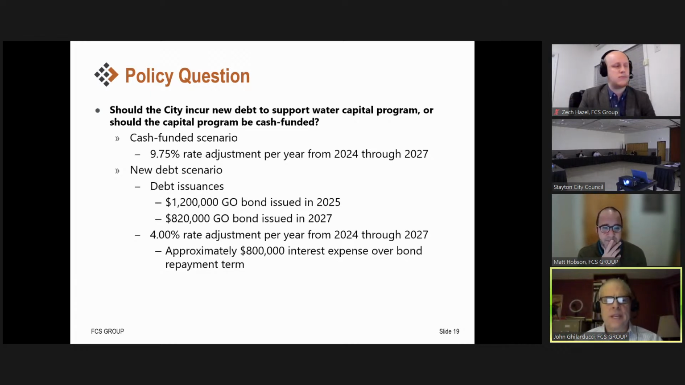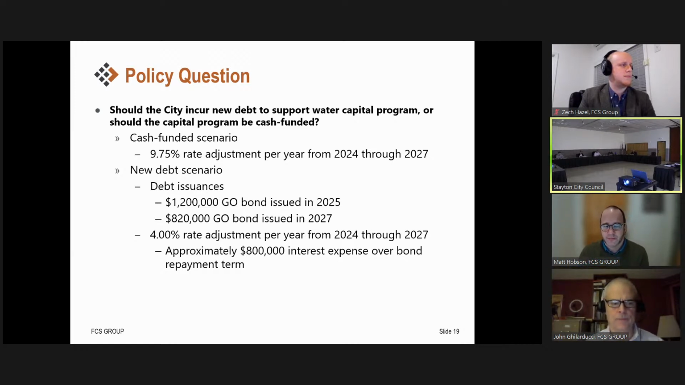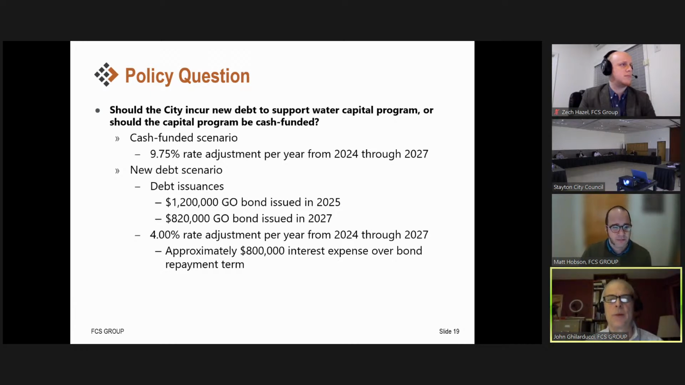You're right, in the state of Oregon, a GO bond, as most people refer to them, does require a vote of the people. These would be full faith and credit bonds, which are effectively GO bonds, but you can pledge other revenues to their repayment, in this case, rate revenues. So these would not require a vote of the people. Okay, thank you.